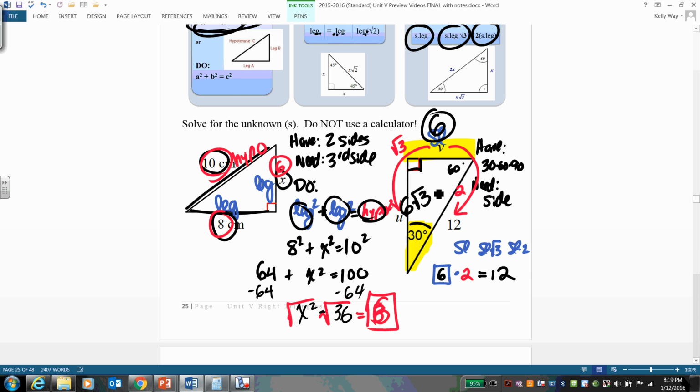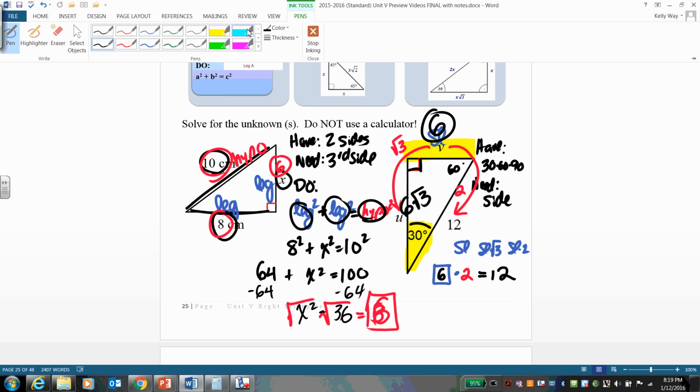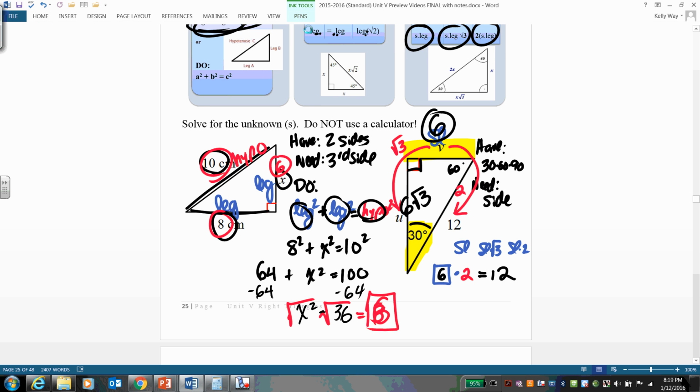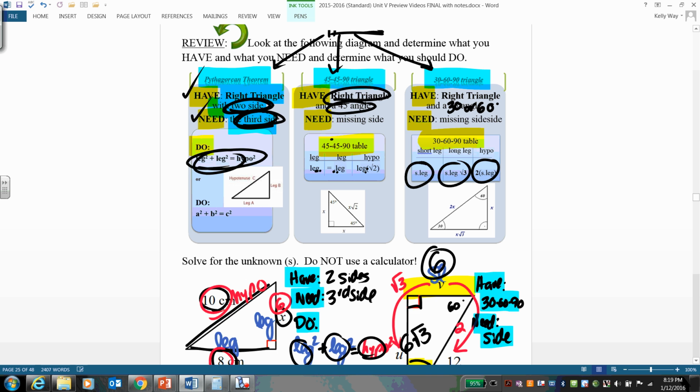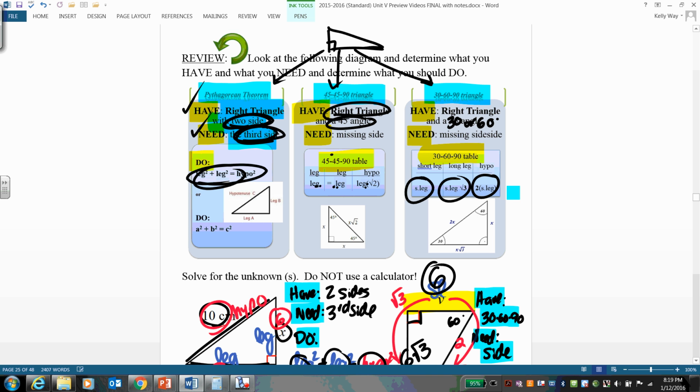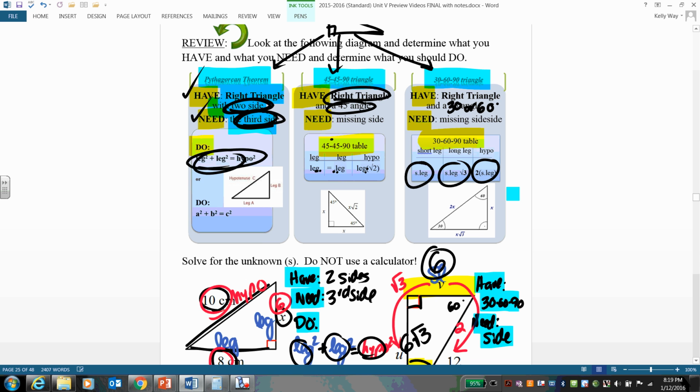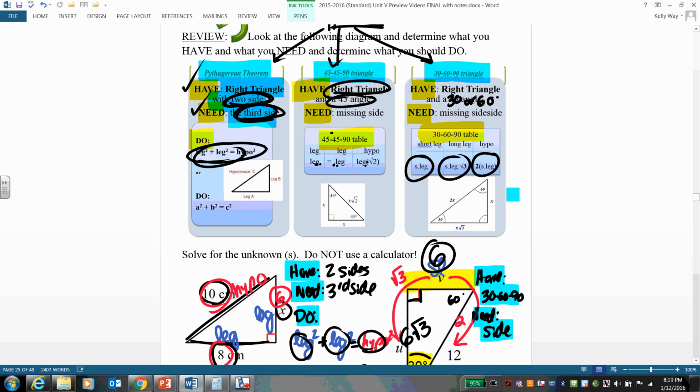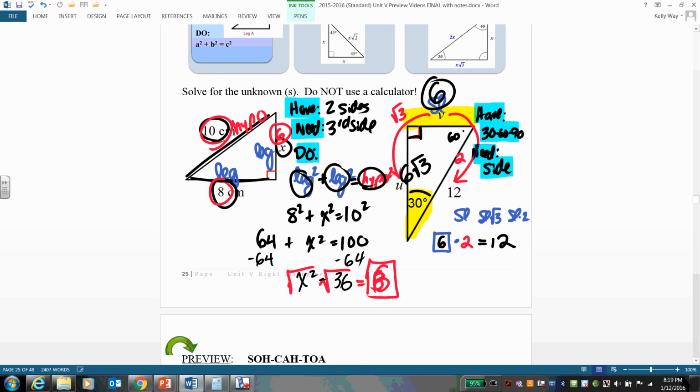So the key 3 words you need to watch out for: have, need, do. Have, need, do. This right triangle toolbox that's in your reference booklet, you must memorize these. You heard me right, folks. You actually have to memorize something.